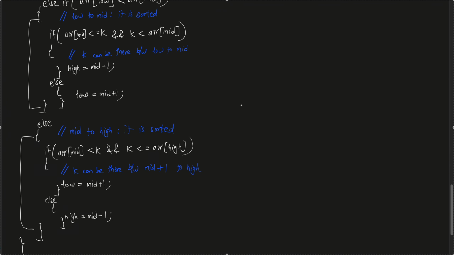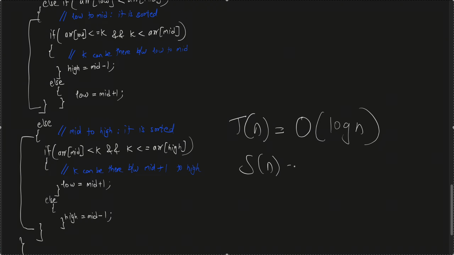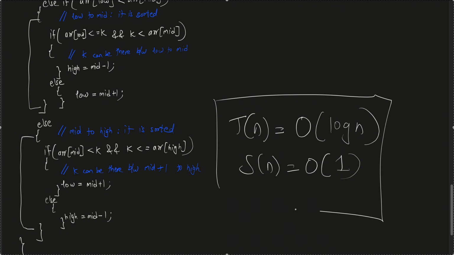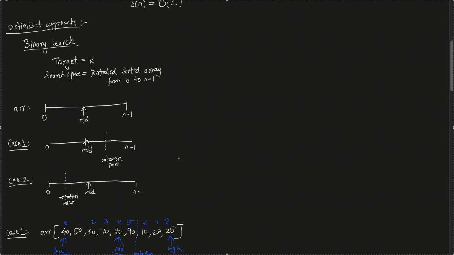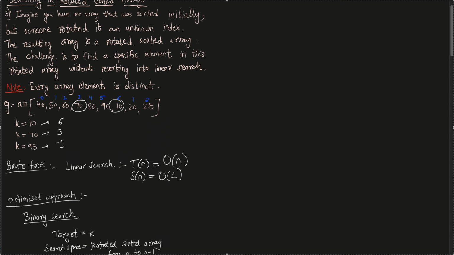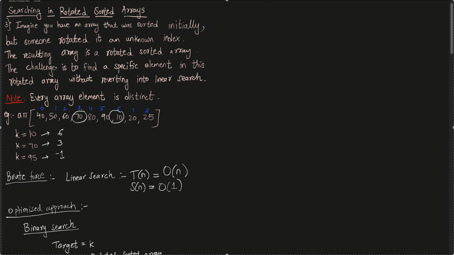As this is a binary search, what is the time complexity of this code? As it is binary search, the time complexity is order of log n, and space complexity is order of 1, because for binary search we are using constant space, right? So this is how you can solve this coding question, search in a rotated sorted array, right?